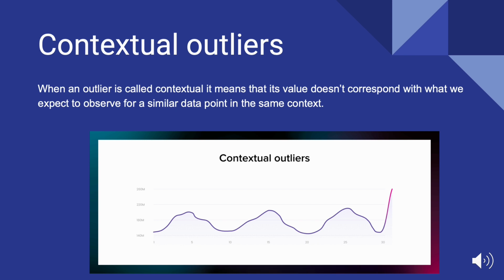Contextual outliers. When an outlier is called contextual, it means that its value doesn't correspond with what we expect to observe for a similar data point in the same context. Contexts are usually temporal, and the same situation observed at different times can be not an outlier. For example, for stores, it's quite normal to experience an increase in customers during the holiday season. However, if a sudden boost happens outside of holidays or sales, it can be considered a contextual outlier.